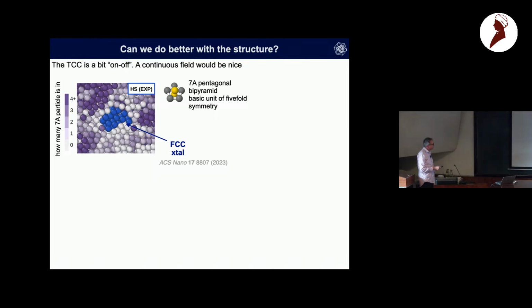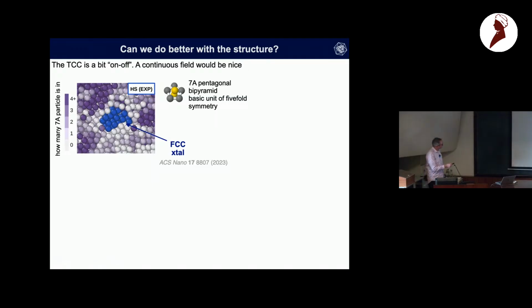So what we could do, instead of measuring are we in one of these or not, let's measure the number of these that we're in. The particle in the center of an icosahedron is in 20 of these pentagonal bipyramids. So these are subunits of an icosahedron. So this is an example that I like.